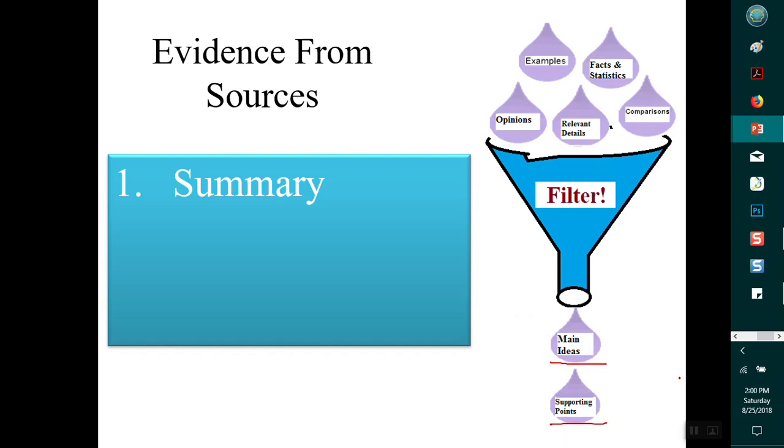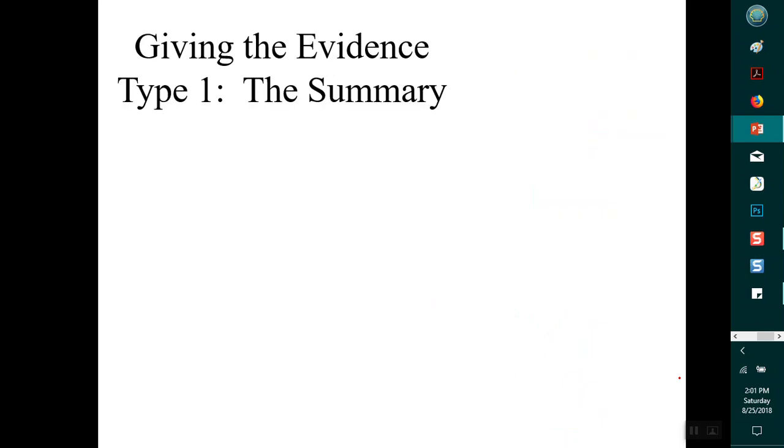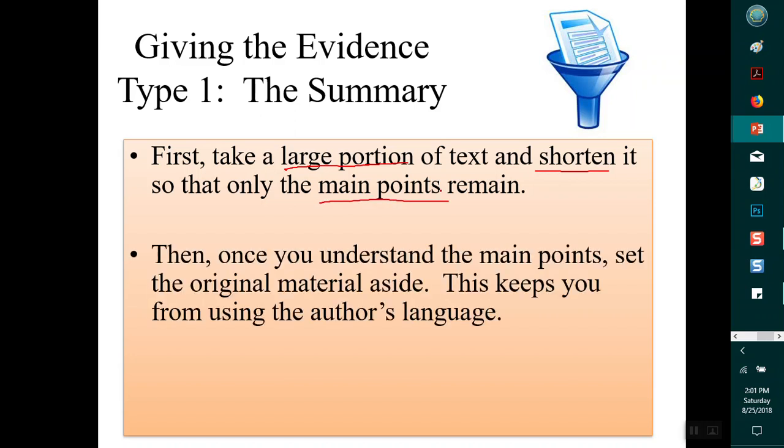There are 3 main types of evidence from sources, or 3 ways to use evidence from sources. You can give examples or a fact or an opinion, but usually you give those in the form of summary, a paraphrase, or a direct quotation. And as I said before, we're going to look at 1 and 2 right now. So giving the evidence, type 1, the summary. There's our filter again. With a summary, you take a large portion of text and you shorten it so that only the main points remain. We're going to look at some examples of this in a minute.